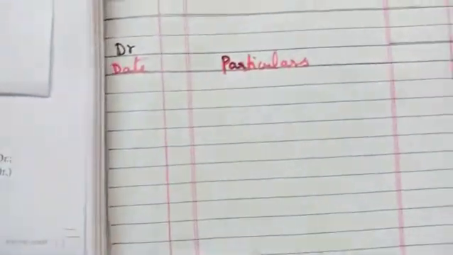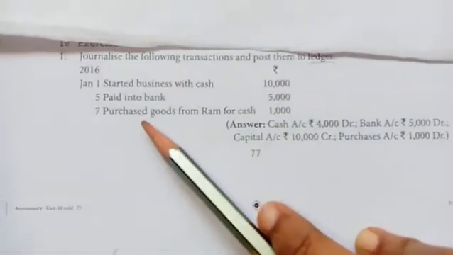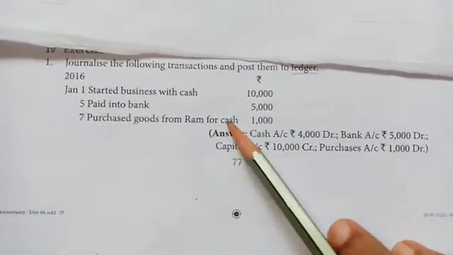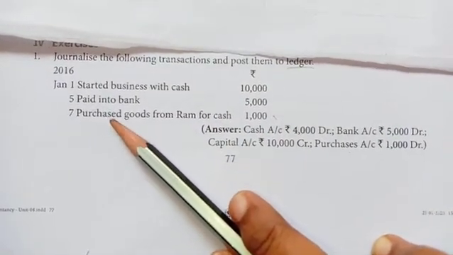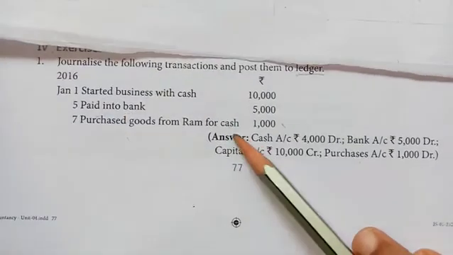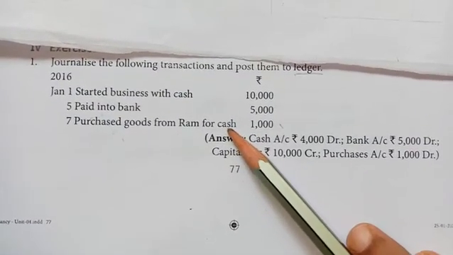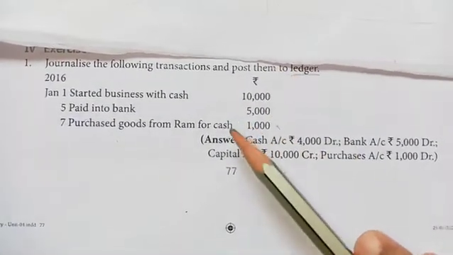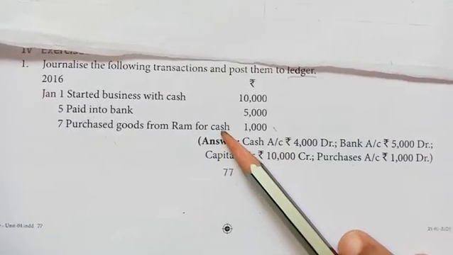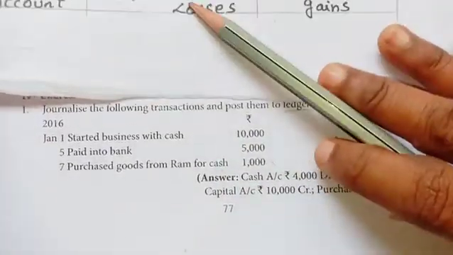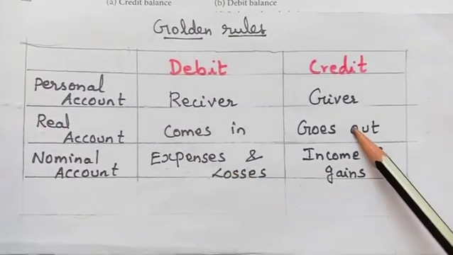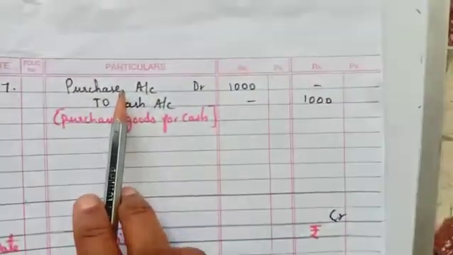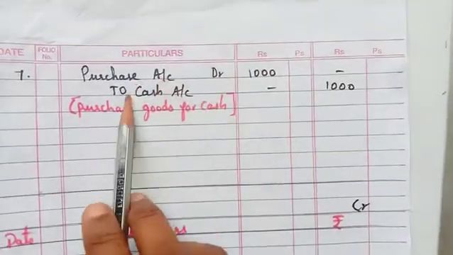Now the third one, see there, purchase goods from Ram for cash. Purchase is an expense, which will come on the debit side. What is going out to purchase anything? You have to take the money from your business, so cash is going out. According to the golden rule, expense will come on the debit side, and what is going out will come on the credit side. So we write the journal entry as purchase account debit to cash account.